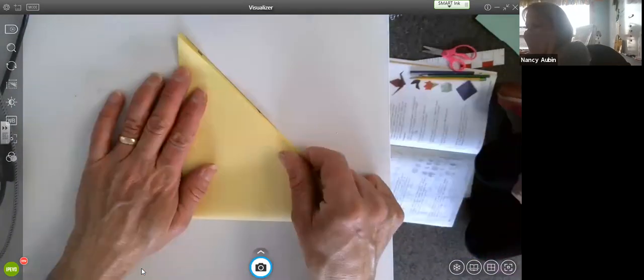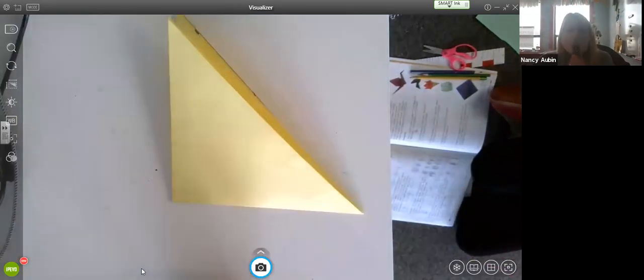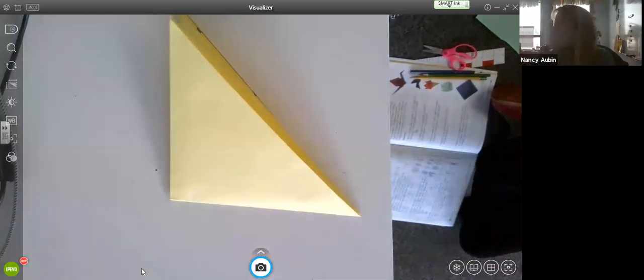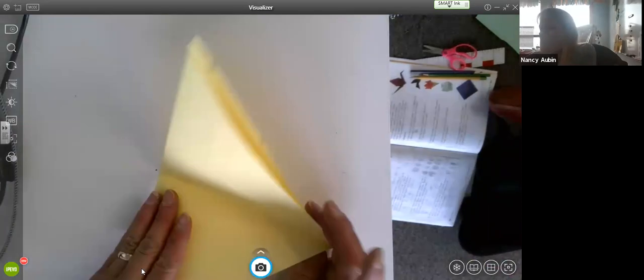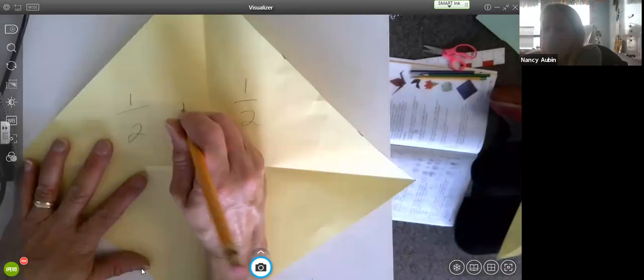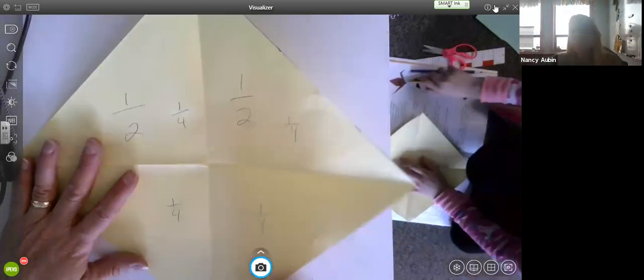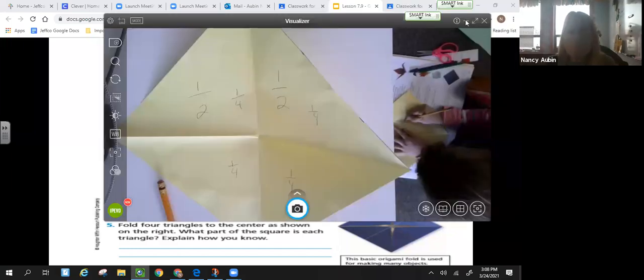Again, what shape, Evie, am I making? You should make another triangle. What fraction of the whole would each of those smaller triangles be, Josh? What part of the whole square? Now, if we open it up, each section is no longer a half, but here's a fourth, here's a fourth, here's a fourth, here's a fourth. So on your workbook, we're going to write what for number 2?